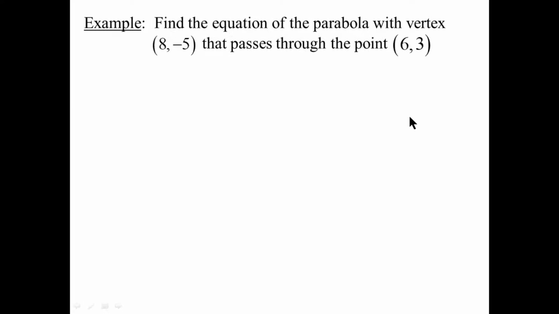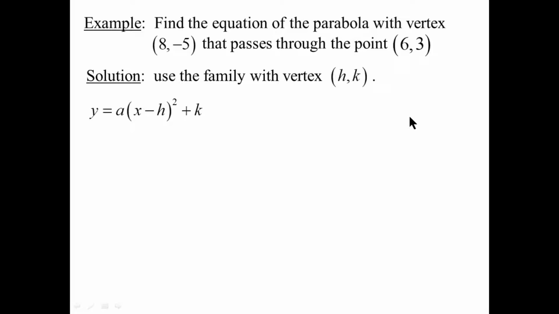Let's do another example. Find the equation of the parabola with a given vertex that passes through a given point. Solution: use the family with a vertex at (h, k) because we were given the vertex. And so this is the family: y equals a times (x minus h) squared plus k. Now into this we plug in our vertex, (8, minus 5). So it'll say (x minus 8) squared minus 5.